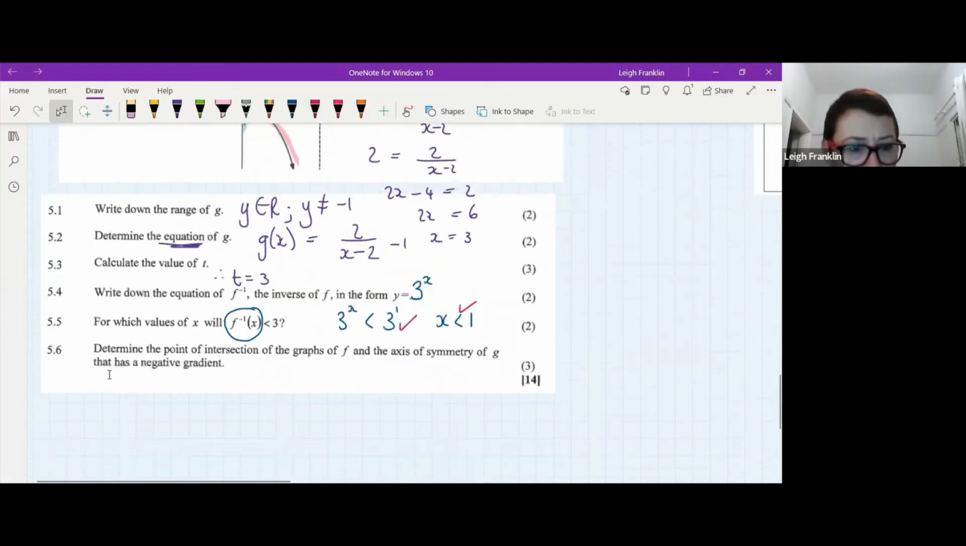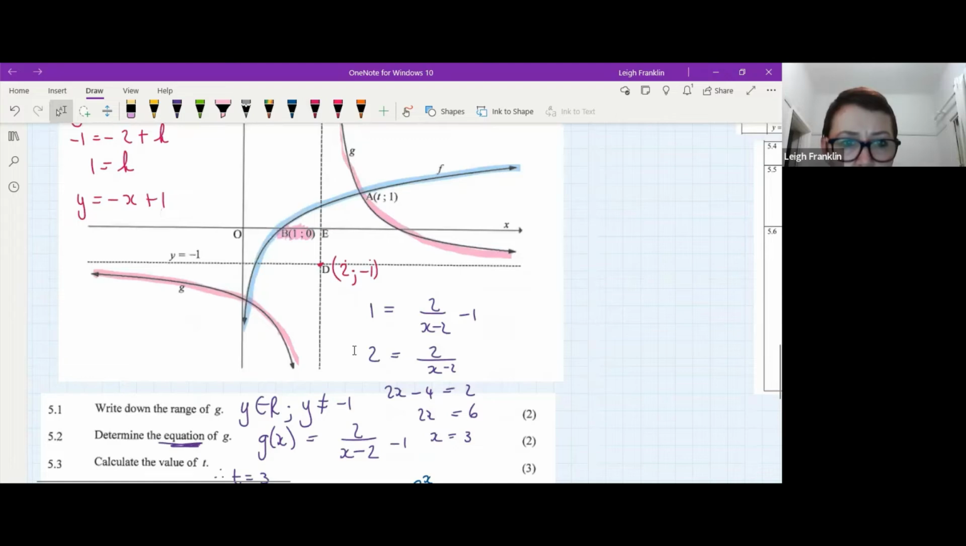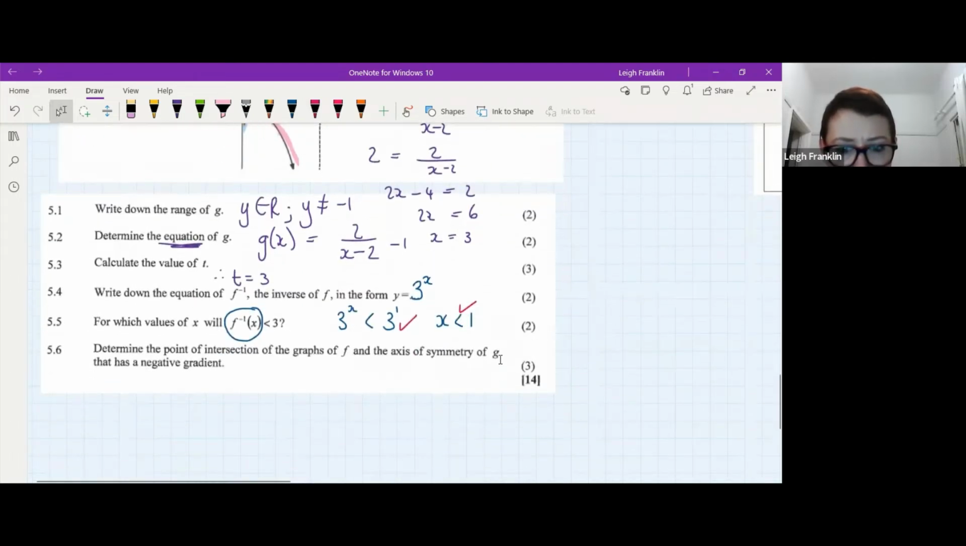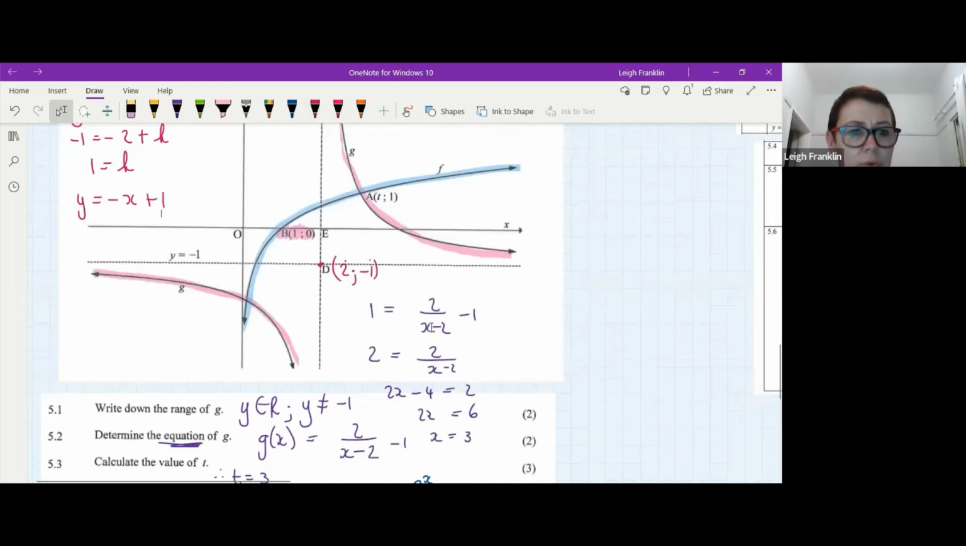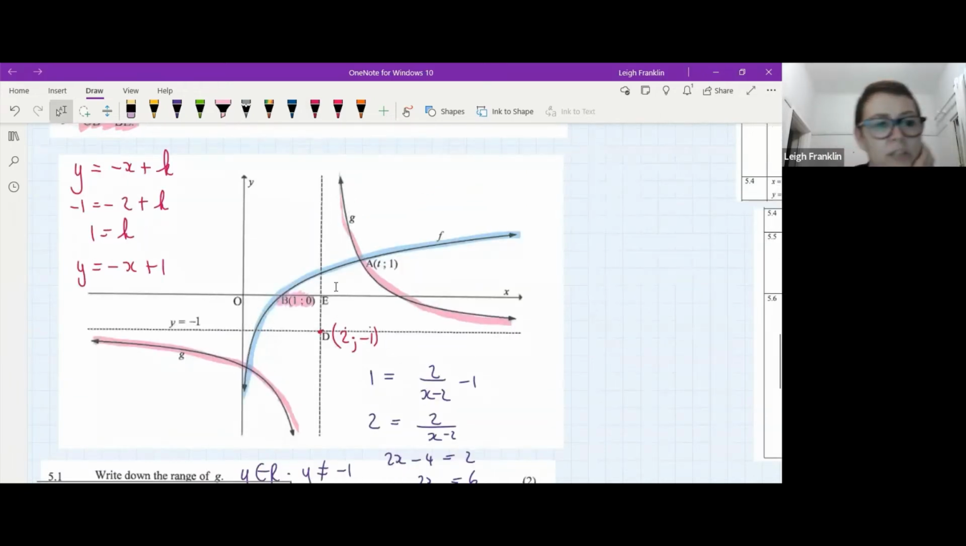They're asking us to determine the point of intersection of the graph of f, and the axis of symmetry of g that has a negative gradient. Okay, so now if we consider the line y equals -x plus 1, so it's the axis of symmetry with a negative gradient, it would basically look like this. Let me try and draw it for you. Let me draw it in orange. There we go. So it would look something like that, in orange.